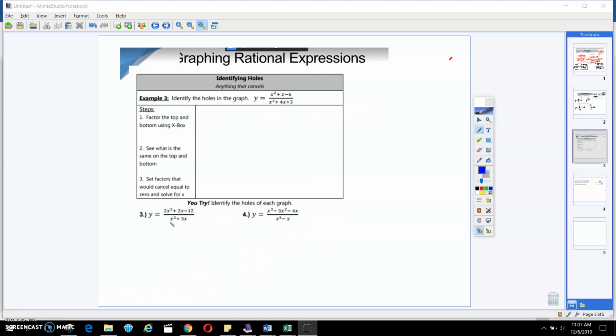All right, so this is on the front of page 5. What's going to happen is we're going to factor the top and we're going to factor the bottom. In the top, we're going to factor, and a times c is going to give us -6. Our b value is going to be 1. So what two numbers will make that happen? 3 and -2. So I can write that top as x plus 3 times x minus 2.